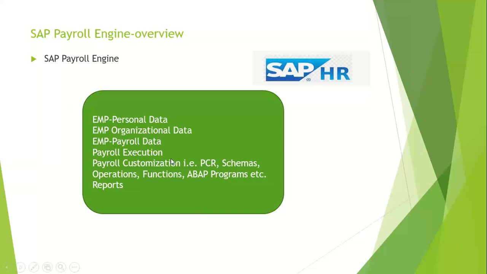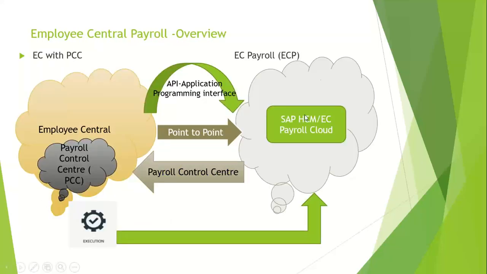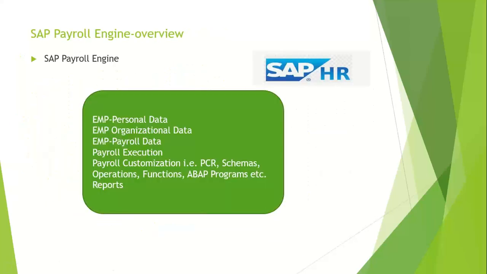SAP delivered the product and SAP built this process. So if you have an SAP on-premise system, you or SAP cannot convert it into the cloud. To convert your system into Employee Central Payroll, you have to buy a new license for Employee Central Payroll. Once you buy it, you have to configure your data from scratch and go with a fresh implementation on Employee Central Payroll.